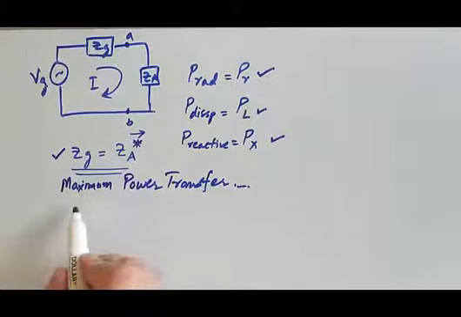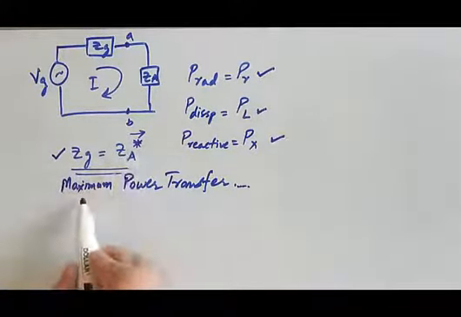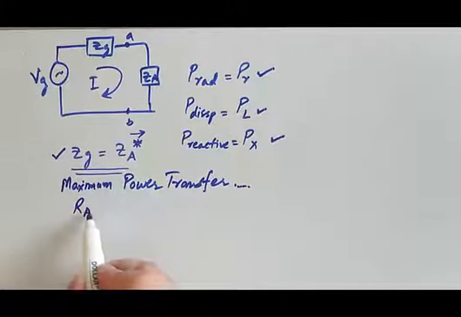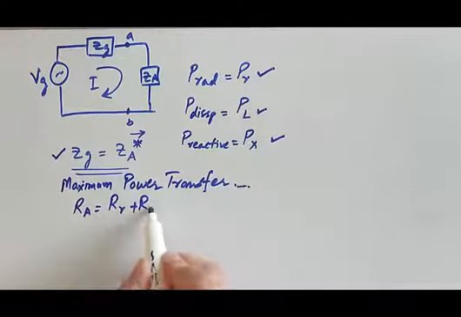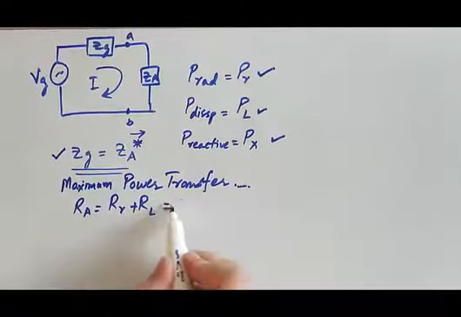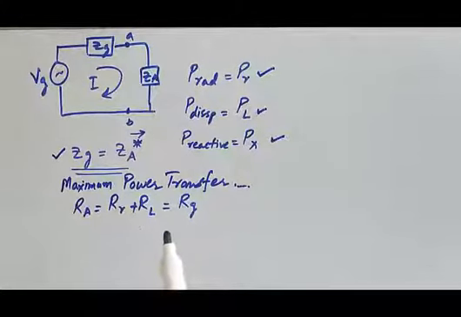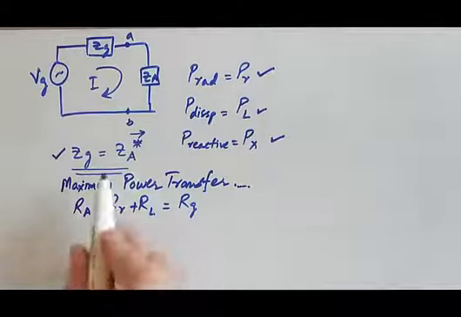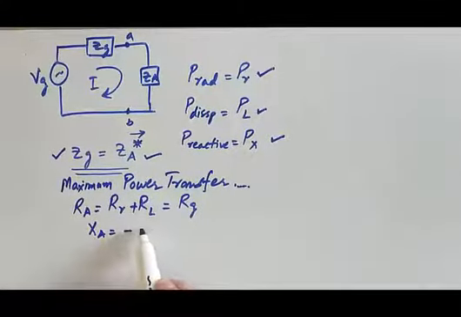In this case it means that if Zg is equal to Za conjugate, then Ra, where Ra denotes the antenna resistance, which is Rr plus RL, in fact nothing else, is equal to Rg, where Rg is the generator resistance. And with this condition the reactive part Xa should be equal to minus Xg in order to have maximum power transfer.